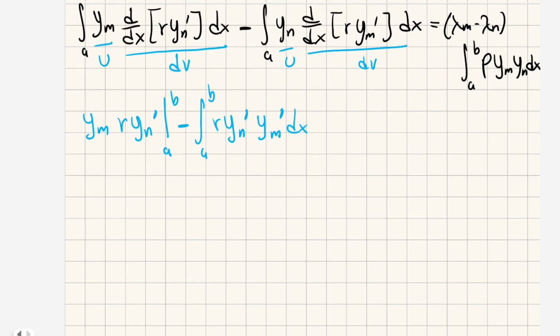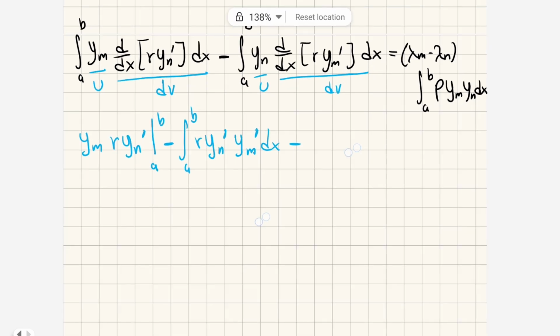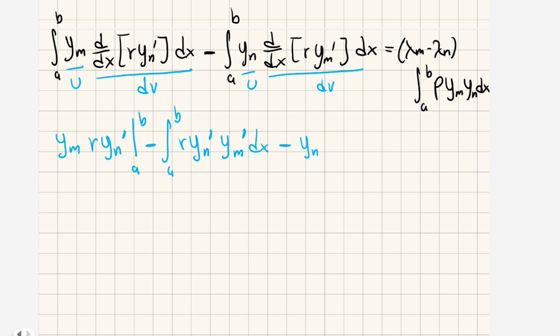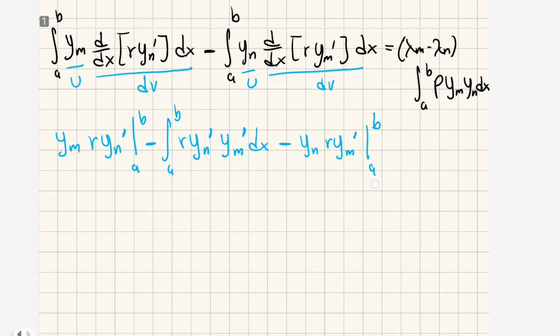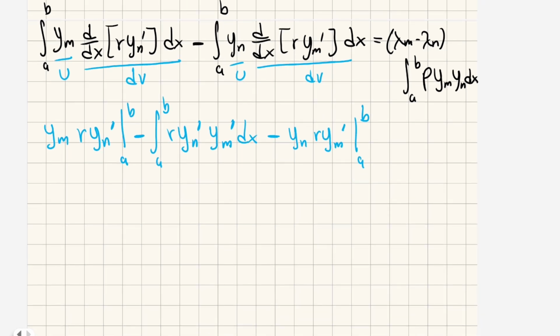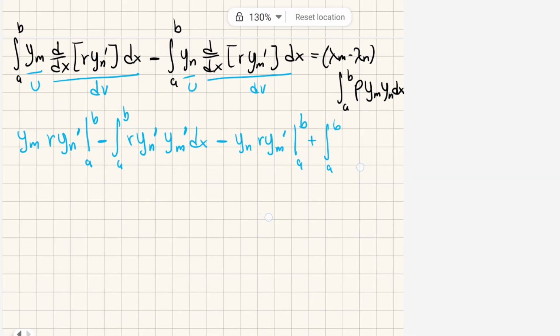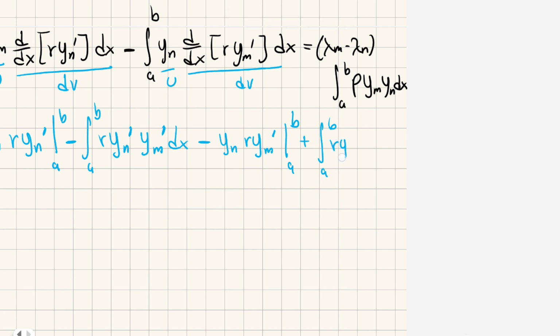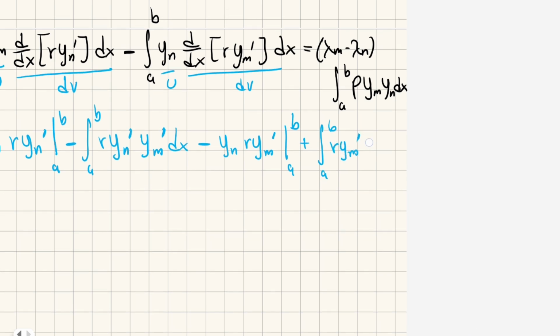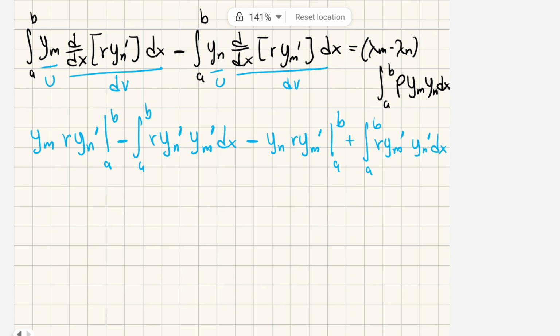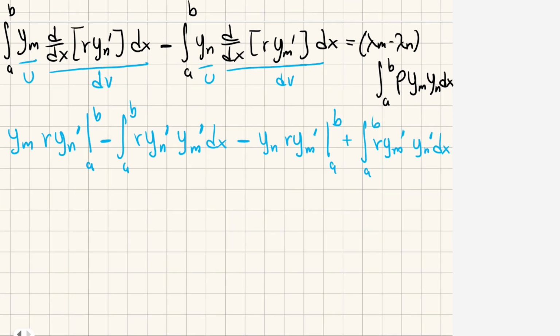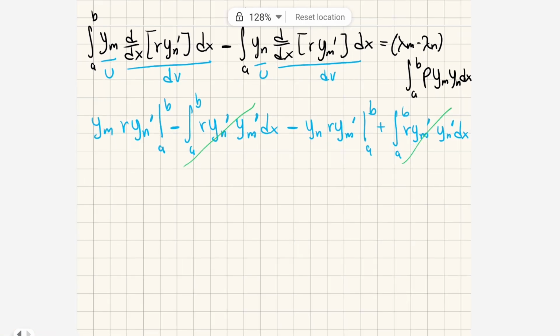Okay, and then we will have minus u times v, yn, r ym prime from a to b, and then a minus, but with this minus is going to be a plus, the integral from a to b of the r ym prime elements, and then yn prime dx. Okay, perfect. So yeah, we can easily see that this element is the same as this, so they cancel. And what are we going to get?